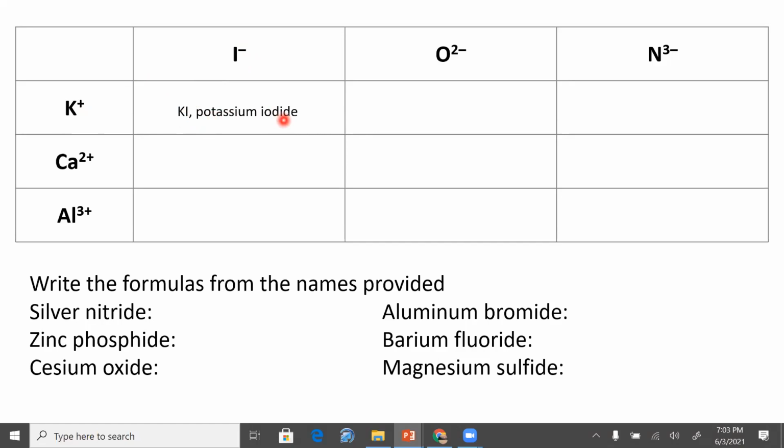So crisscrossing the numbers, let's see if we have a potassium ion combined with an oxide ion. What would the formula be and what would the name be?